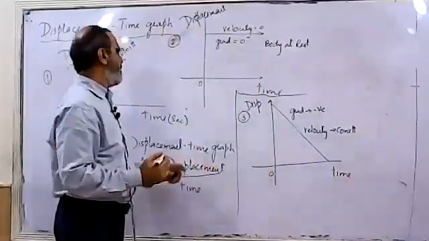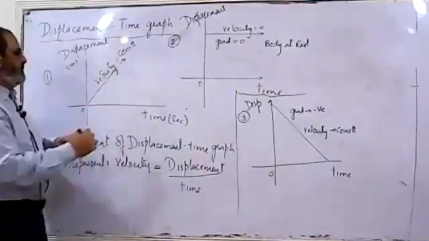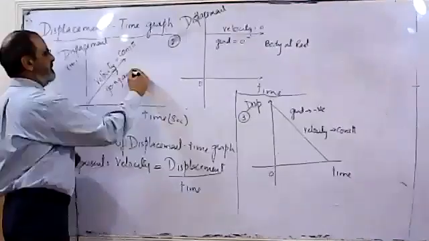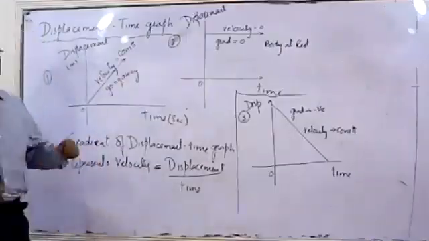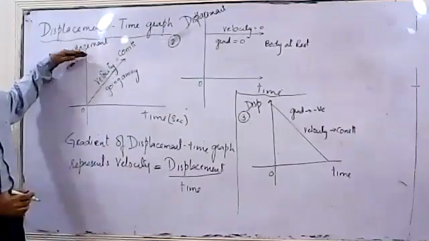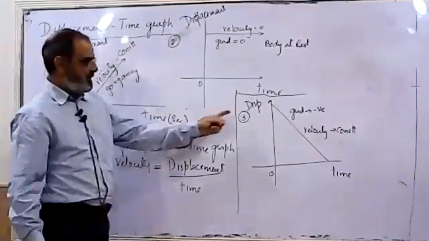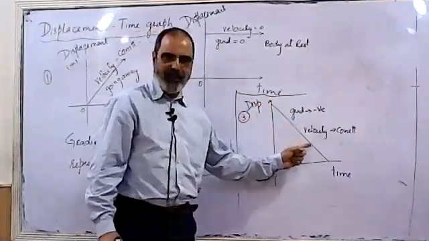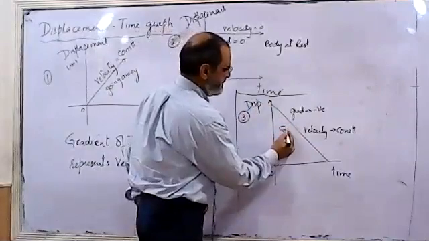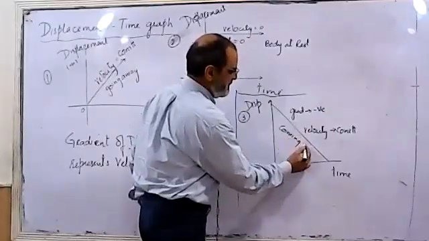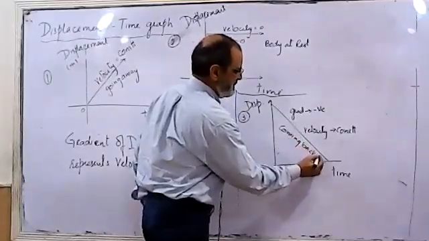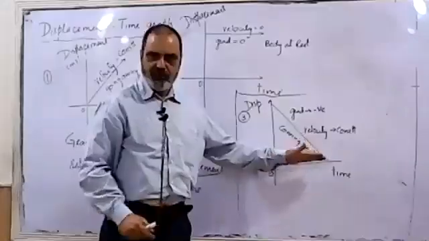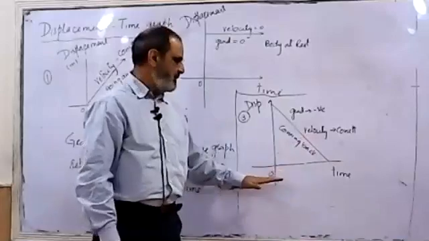In the first case, the object was moving away. Why is it going away? Because displacement is increasing with time. In the third case, the displacement is decreasing. It is coming back. So with the passage of time, the displacement is decreasing. That's why the object is coming back.